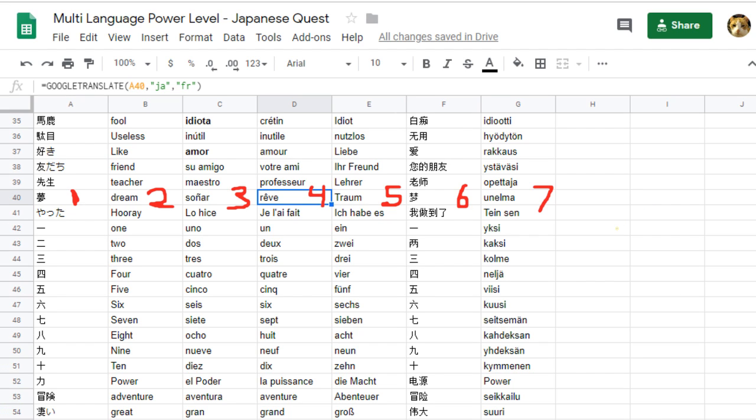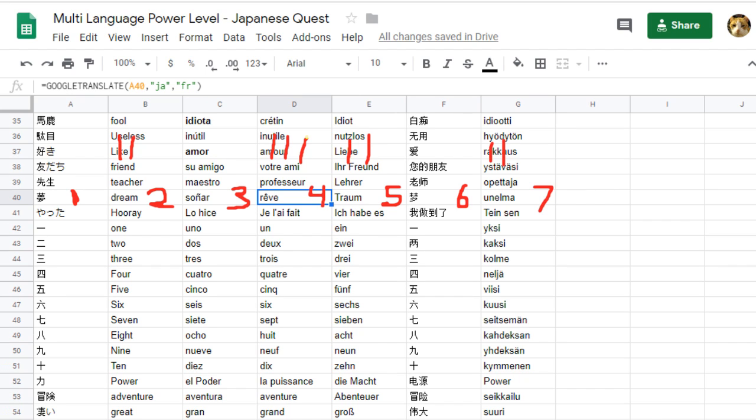Okay, so let's look at the votes. Let's write the votes up here. We have one for Finnish. We have one for French. We have two then for English, the word dream. I quite like that word too. We have another for French. We have one for German. We have another for Finnish. We have another for German, and we have another for French. Wow. It looks like French wins this round.